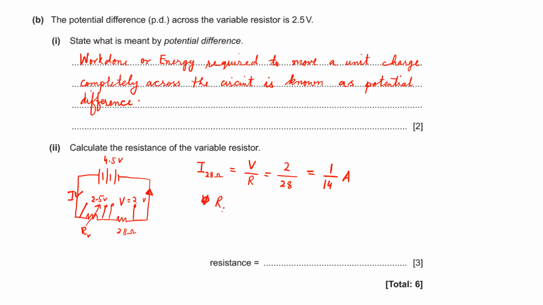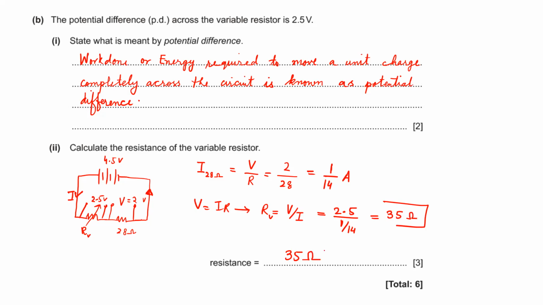So the resistance R variable is, no, sorry, my bad. Using Ohm's law, we know V equals IR, the same one we have used. So R variable is V divided by I. So the voltage appearing across this variable resistance, 2.5 volts, divided by the current, 1 by 14 amperes. So this value comes out to be 35 ohms. So my resistance will be 35 ohms in this case.